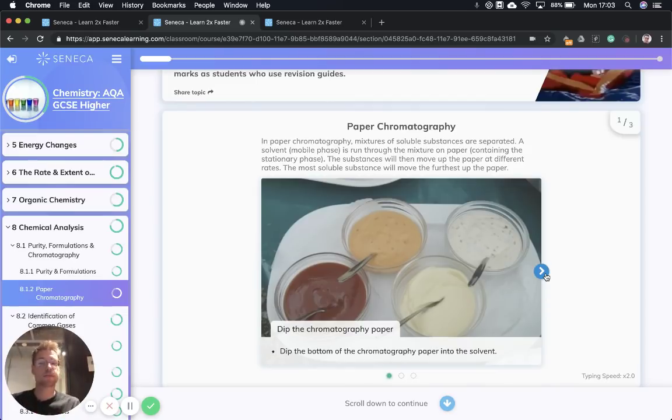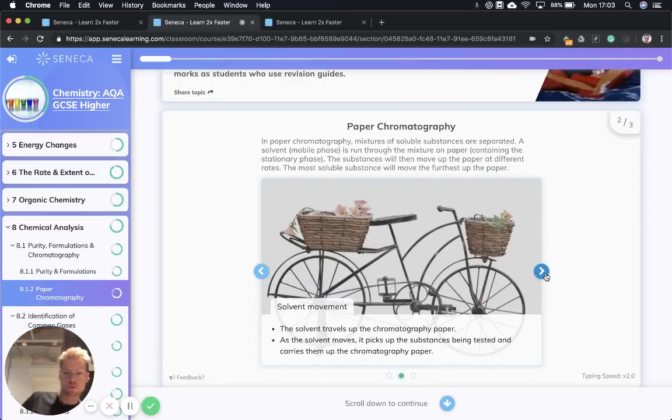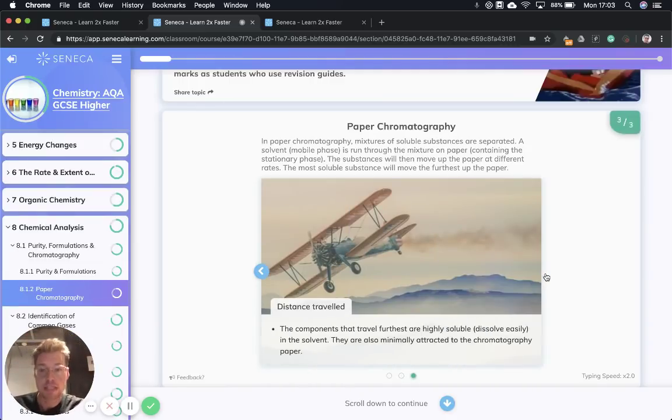So, what are our steps? 1, we dip the bottom of the chromatography paper into the solvent. What next? Solvent movement. The solvent travels up the chromatography paper. As the solvent moves, it picks up the substance being tested and carries the substances up the chromatography paper. Distance travelled.